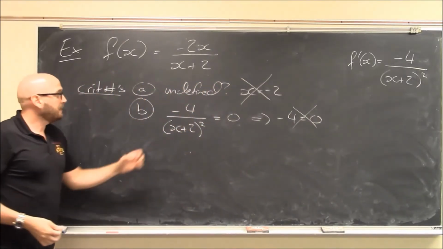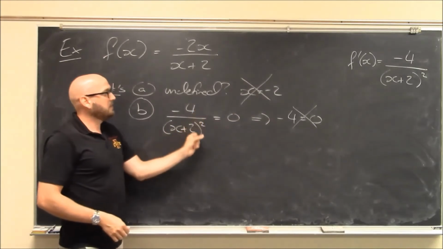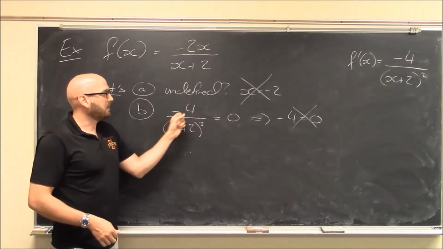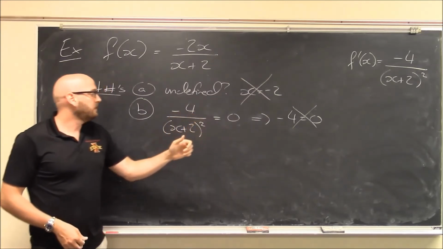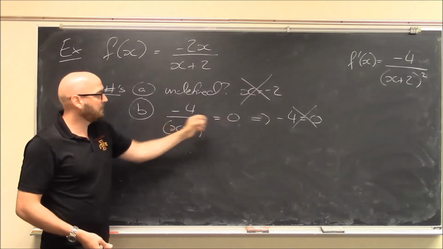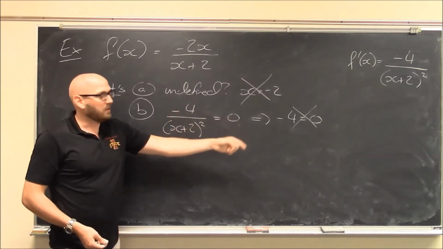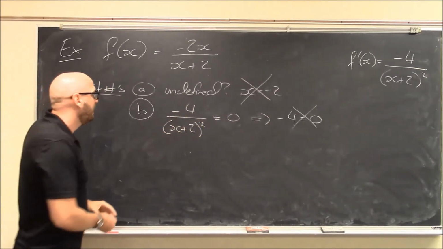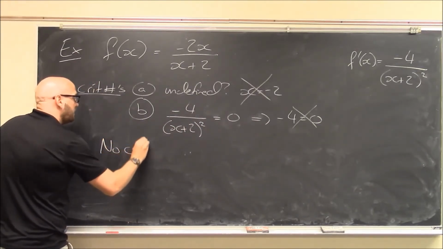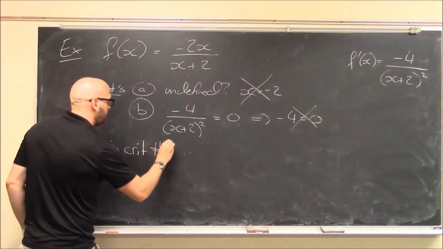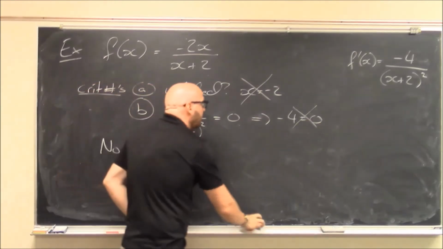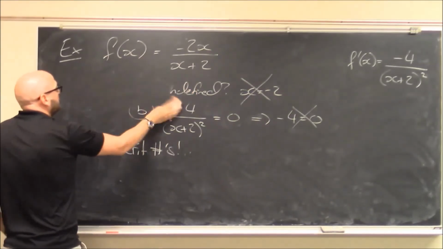The other way you can think about solving this equation is remember that the only way a rational expression can equal 0 is if the numerator is equal to 0. So immediately, if I'm asking when is a fraction equal to 0, that must mean minus 4 equals 0. And again, that has no solutions. So I have no critical numbers. That's okay though. I'm going to keep going with our technique, our algorithm.